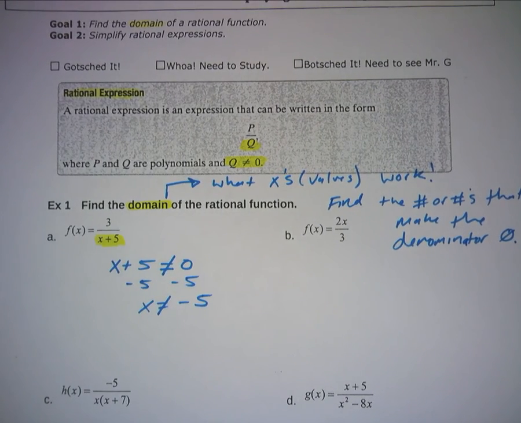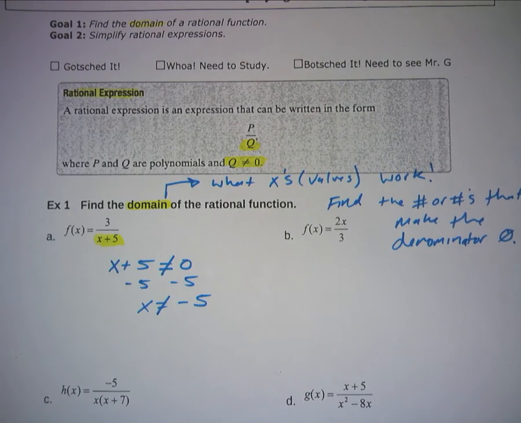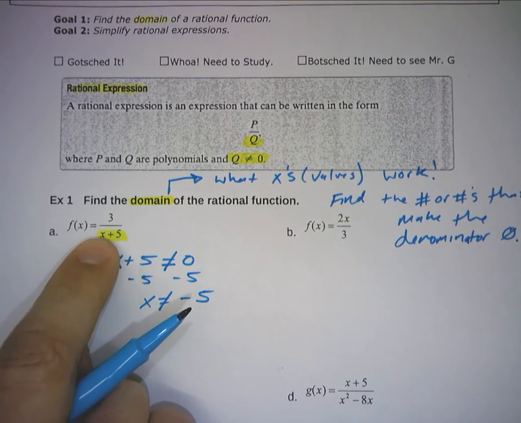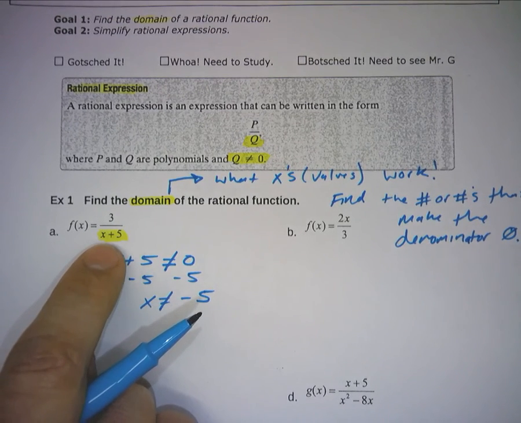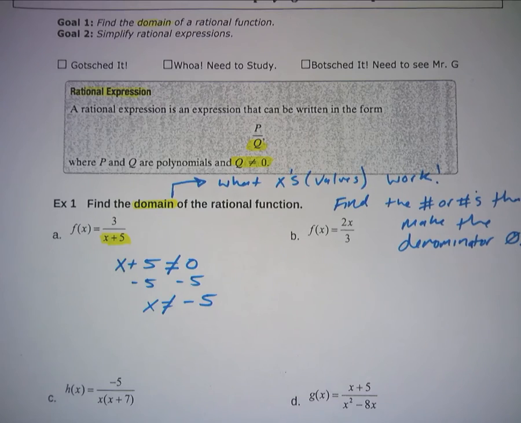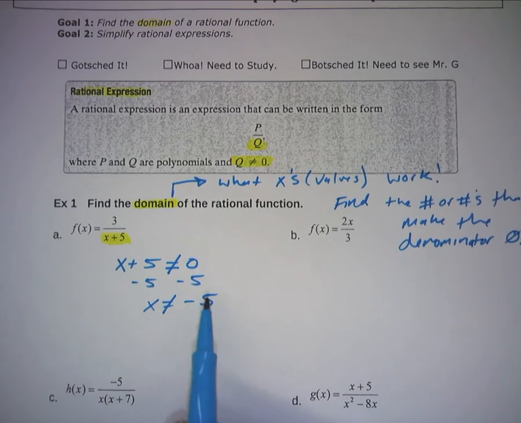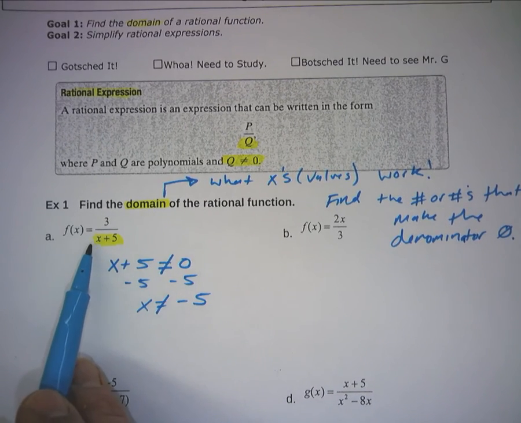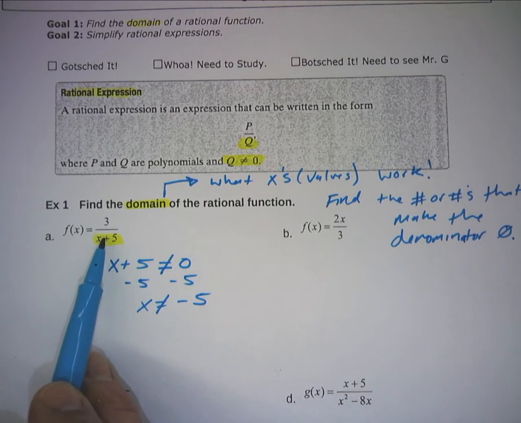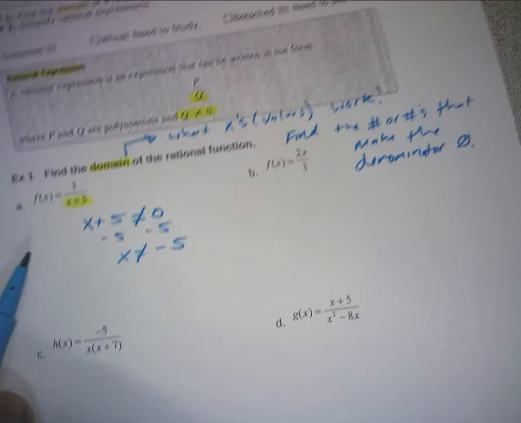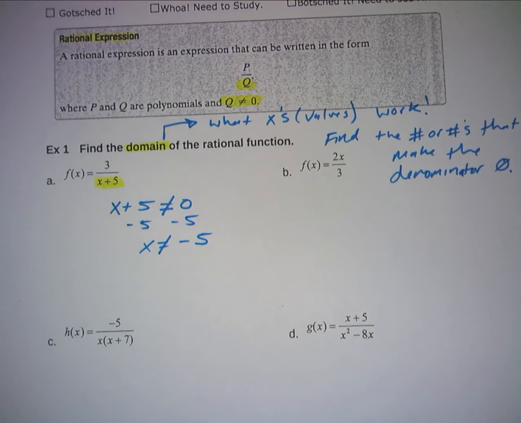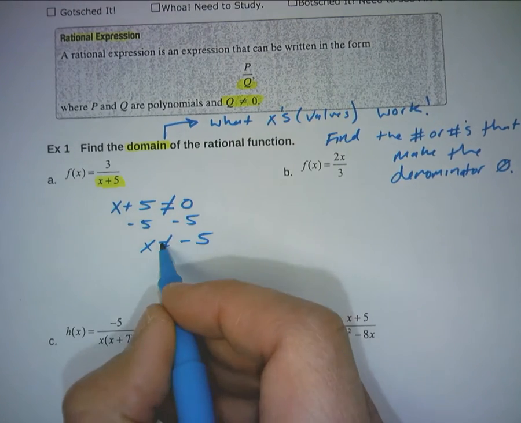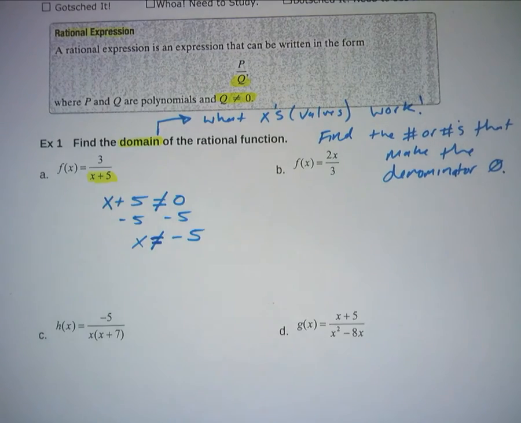It can be anything else I want. I can plug in any number. If I plug in 1, I get 3 over 1 plus 5, which is 6, so I get 3 over 6. I get a number back. But if I plug in negative 5, negative 5 plus 5 is 0, and 3 divided by 0 is undefined. We're trying to find out what makes this undefined, and we exclude it, which is why I have the equal sign with the slash on it.